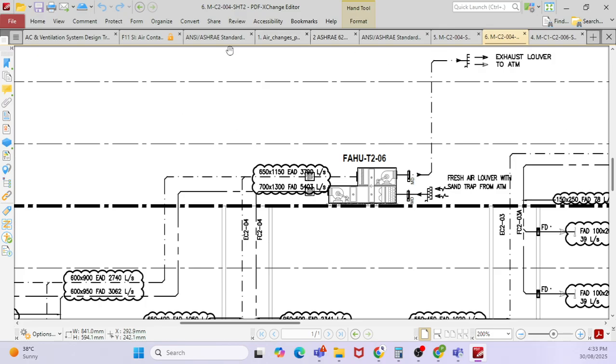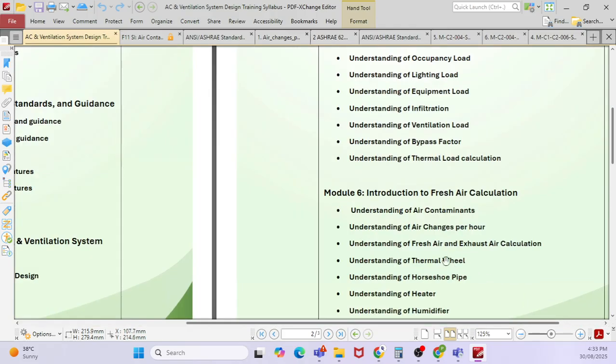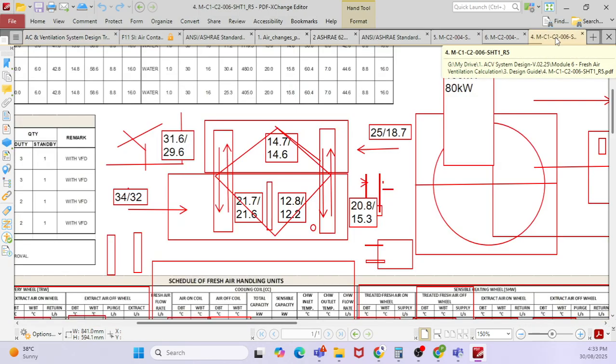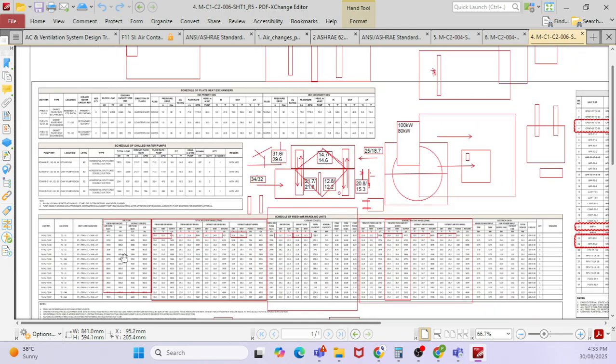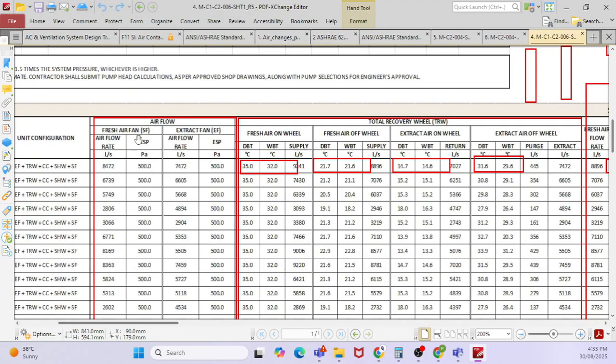Okay, now first of all we are going to calculate the fresh air and exhaust air. Whenever you see the FAHU schedule, you will find the fresh air flow and exhaust air flow first, correct? Here you will find 8472 for fresh air, and for exhaust air you will find 7472. So how to calculate this airflow rate?